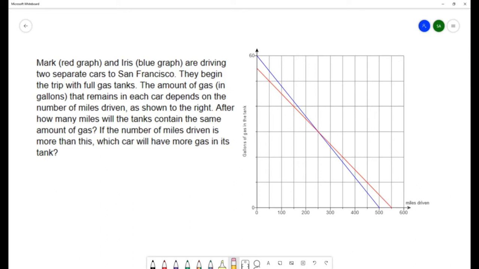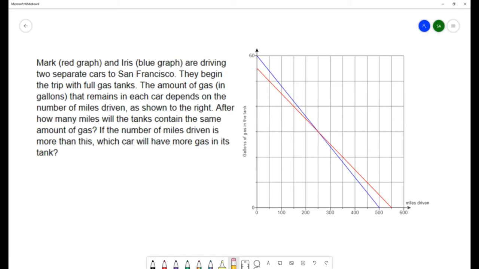So let's take a look at the graph and make sure we understand it first. So we see on the right-hand side that the scale is labeled miles driven, and we've got 0 to 600. So the scale goes from 0 miles to 600 miles driven. And then on the vertical axis, it's labeled as gallons of gas in the tank, and it starts at 0 and goes all the way up to 60.